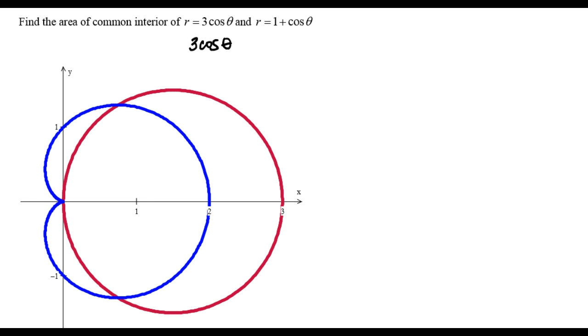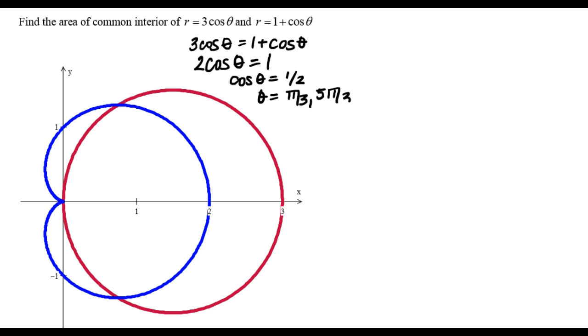3 cosine theta equal to 1 plus cosine theta. So I'm going to go ahead and subtract the cosine theta this time. So if I subtract 1 cosine theta from 3 cosine theta, I'm going to have 2 cosine theta equals 1, or cosine theta equals 1/2 if I divide by 2. So cosine theta equals 1/2 at pi over 3 and at 5 pi over 3. So in other words, right here, this one is, oops, not 5 pi, this one's pi over 3.